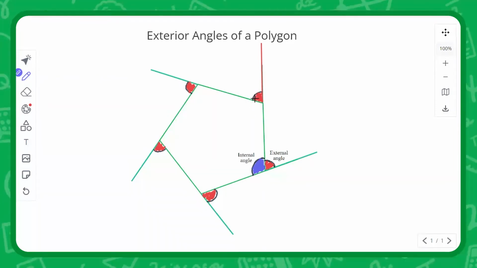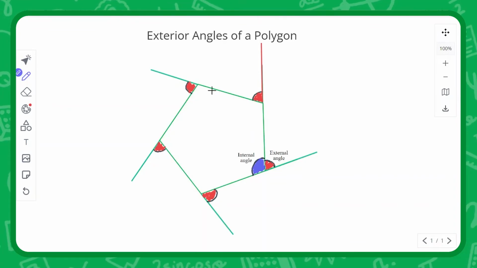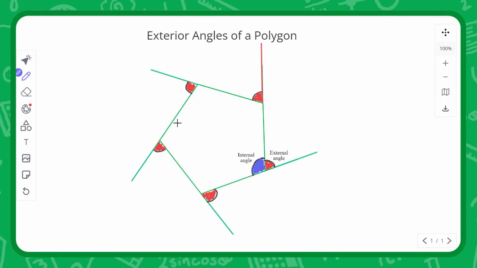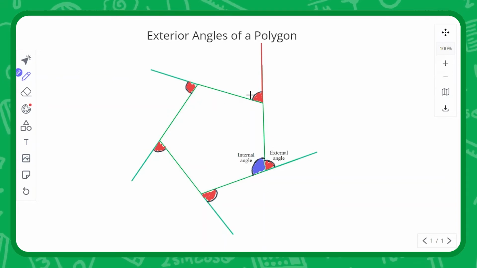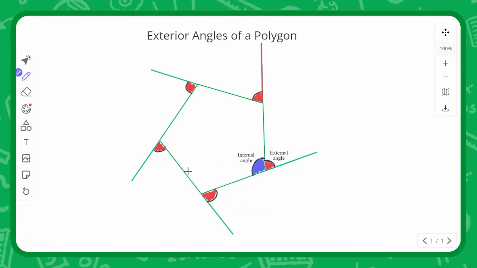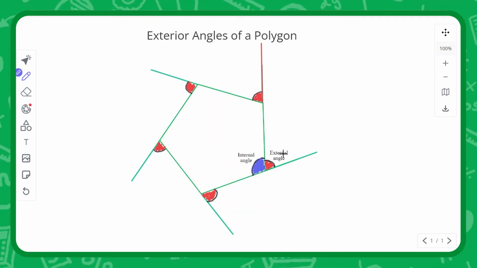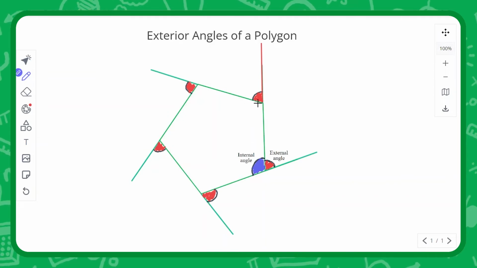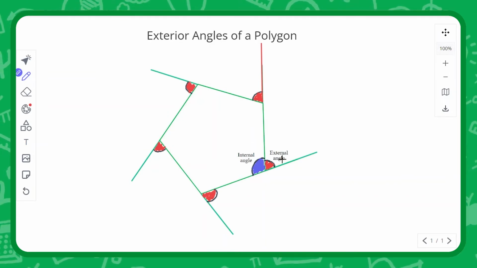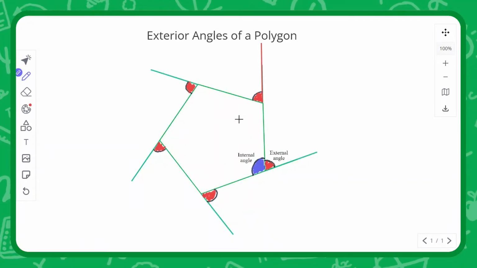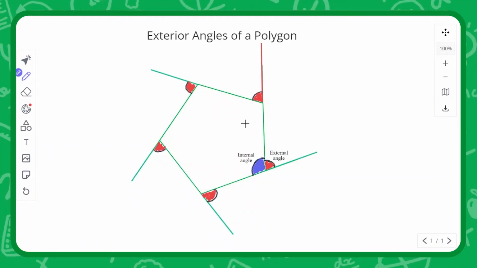So the property of exterior angles is that they all add up to 360 degrees. So since this is a regular pentagon, and I want to know what one of these exterior angles is, I divide 360 degrees by 5, because these all add up to 360 and there's 5 angles, and I will get the external angle. But I'm going to prove that to you now. That might not be obvious.